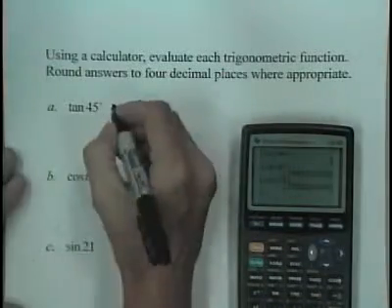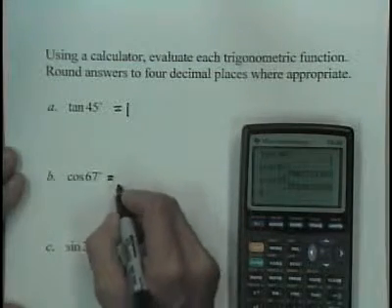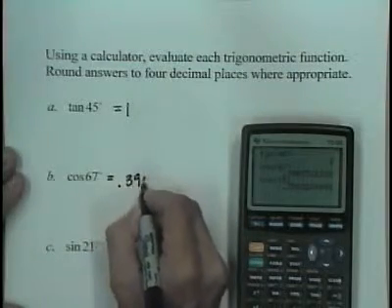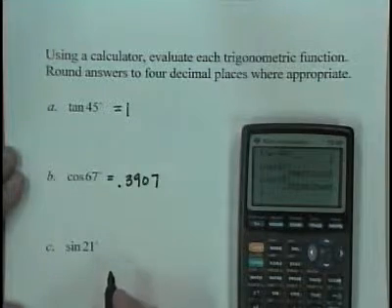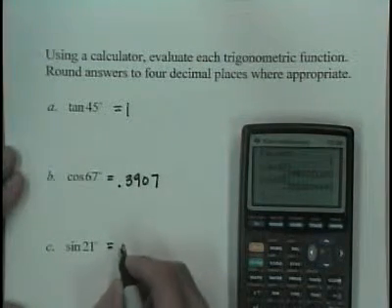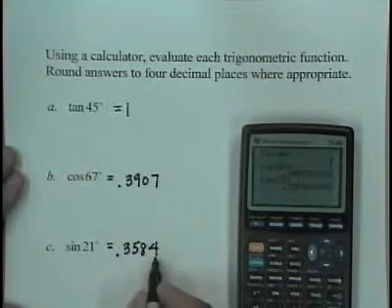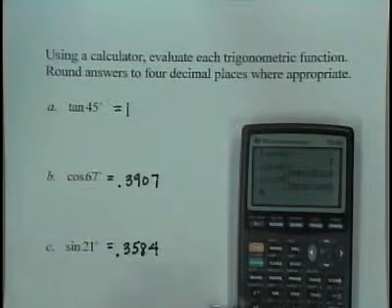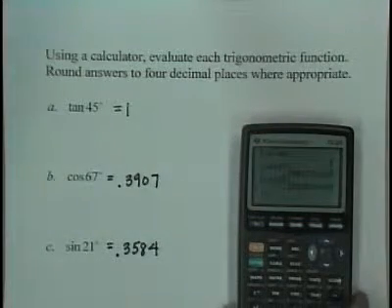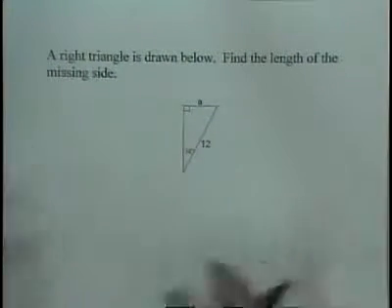The tangent of 45 is exactly 1. The cosine of 67 is 0.3907 rounded. And the sine of 21 degrees is 0.3584 if you round to the 4th decimal place. Well, keeping that in mind, let's look at an application problem using some of these trig ratios.